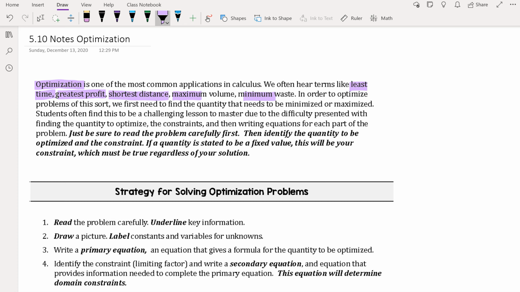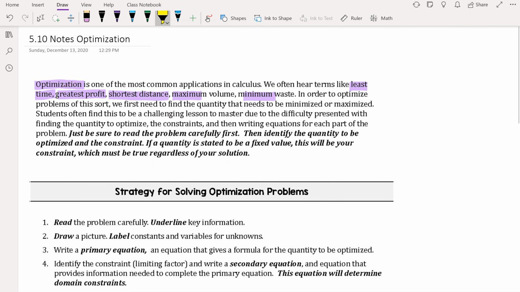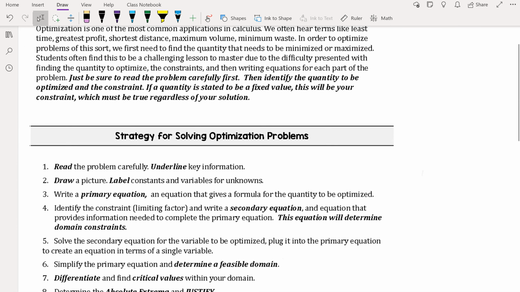In order to optimize problems, we first need to find the quantity that we need to be minimizing or maximizing. So really, we're focusing on the fact that these are all maxes or mins. Least would be min, greatest would be max, right? In order to optimize them, we will focus on the thing that we're trying to maximize or minimize, and then we'll use our knowledge of calculus to do so.